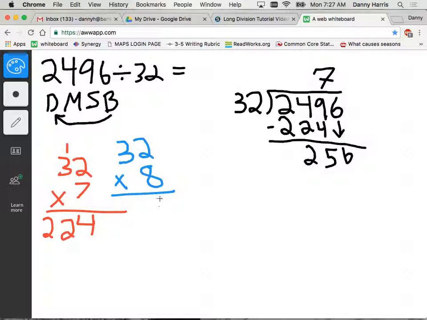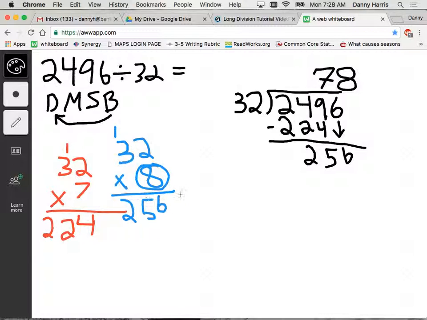All right, 8 times 2 is 16. 8 times 3 is 24, plus 1 is 25. So that went into there exactly. So 256 divided by 32 was 8. We'll put the 8 up here because that was division.